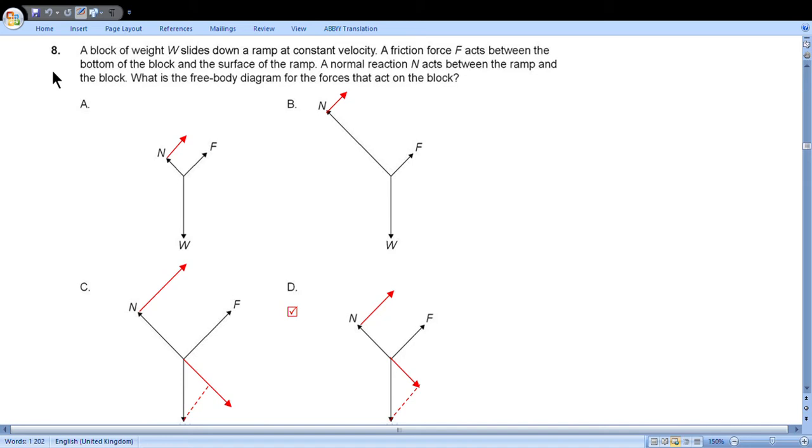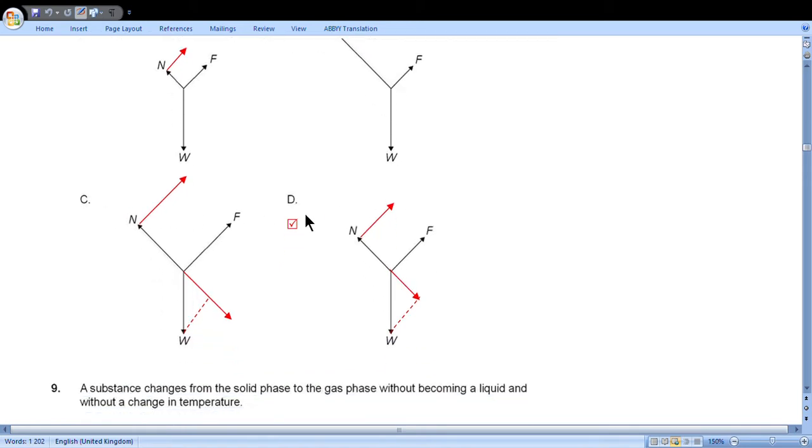A normal reaction acts between the ramp and the block. What is the free body diagram for the forces that act on the block? So let's talk about A. If we add force F to force N, we will not balance force W. The same for B. But in C and D, it looks as if the forces are balanced.